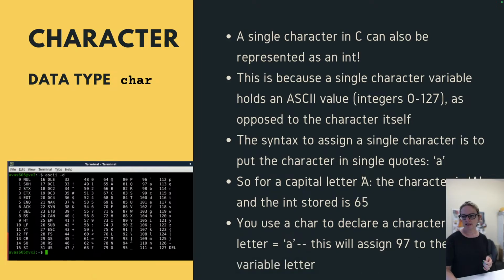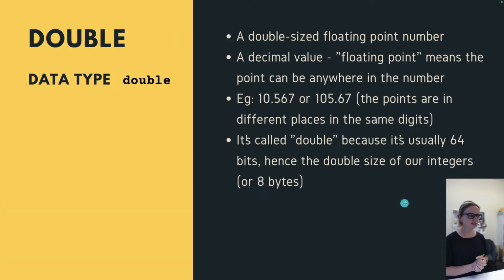Okay, excellent. And let's look at doubles. A double is called that because it's double the size of an integer. An integer is 4 bytes, and a double is 8 bytes. It's basically a floating point number, so it's your decimal. Floating point means that the decimal place can be anywhere in the number, and it's called a double because it takes up double the space of an int. So those are the three that we will start out using.